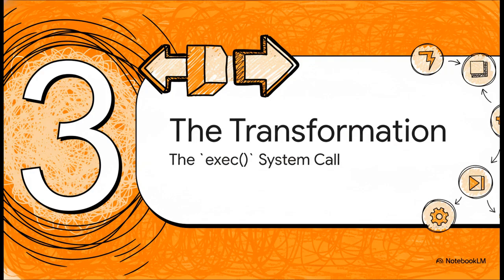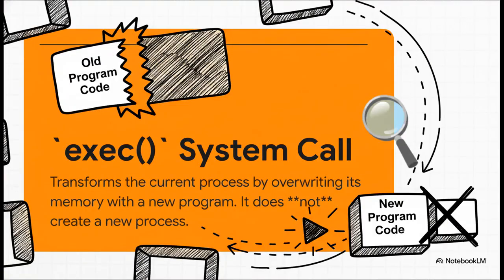Okay, so we're making progress. We can make a clone and we can wait for it. But we still haven't answered the big question. How do you run a different program? And that is the job of the third and final piece of our puzzle, the exec family of system calls. Get ready for another mind-bender.